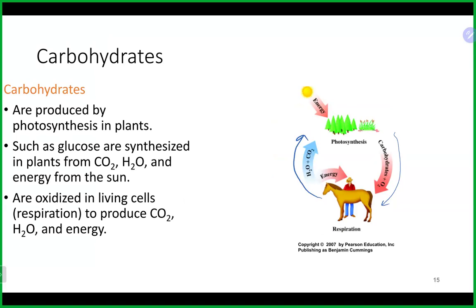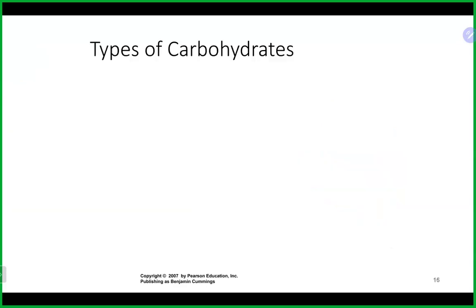We store it up there so we can use it in gluconeogenesis in case we need to break it back down and use it for energy. They are oxidized in living cells to produce CO2 and water. And again, a nice little circle there, products there of carbohydrates.